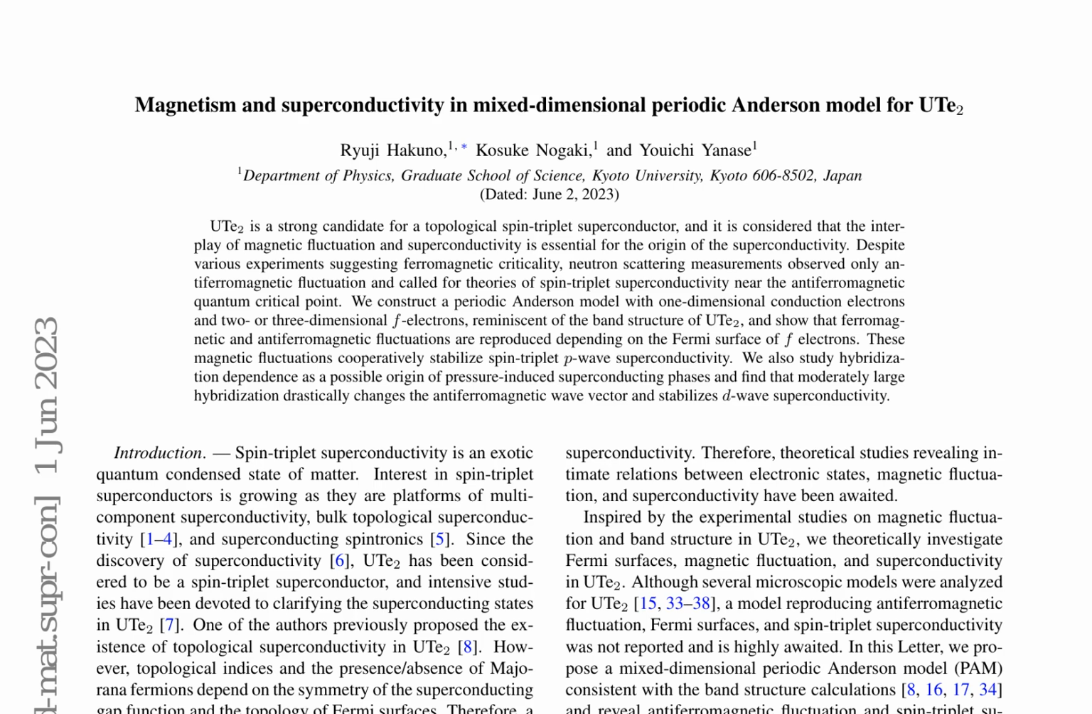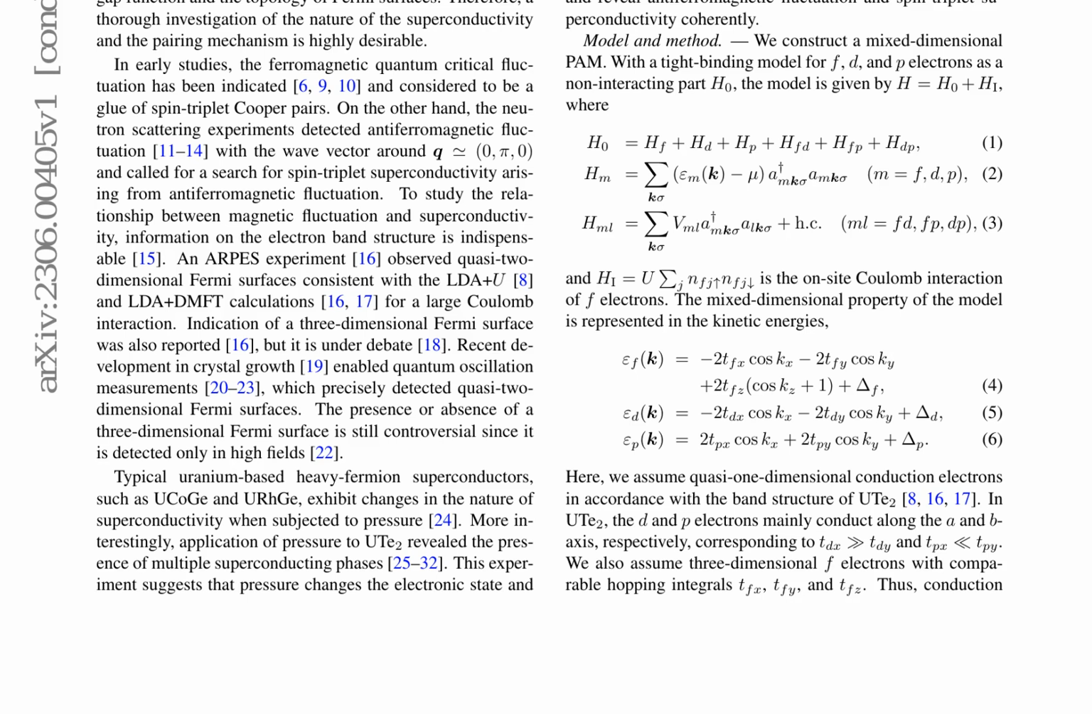The hybridization parameter V_fp affects the shape of the 3-dimensional Fermi surface and changes the nesting property. The spin susceptibility, calculated using the random phase approximation (RPA), reveals antiferromagnetic fluctuation with the wave vector around (0, pi, 0). The Eliashberg equation is solved to investigate superconductivity, indicating spin-triplet p-wave superconductivity.